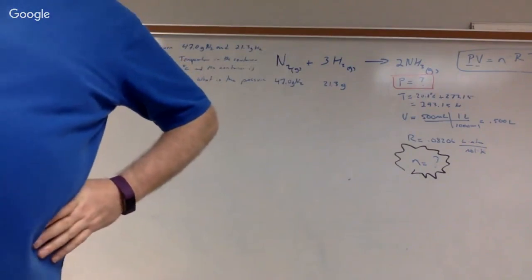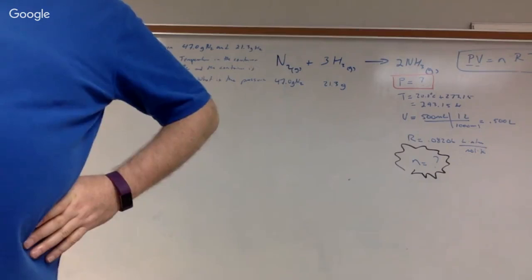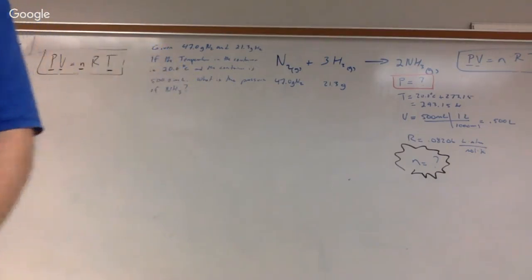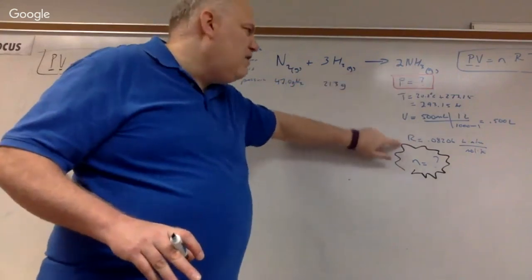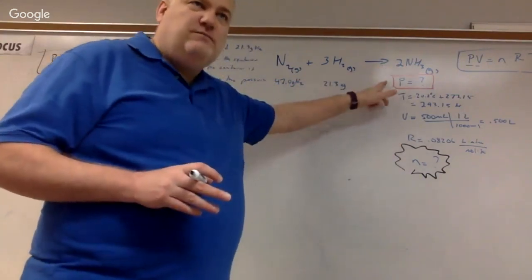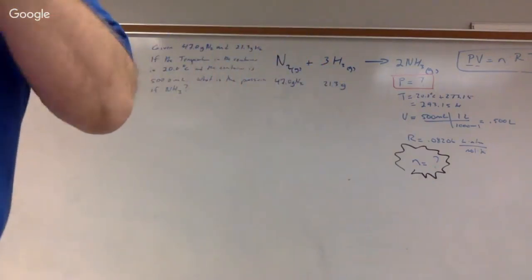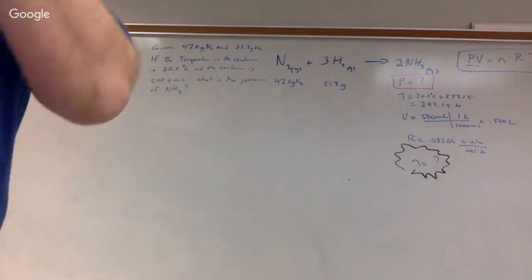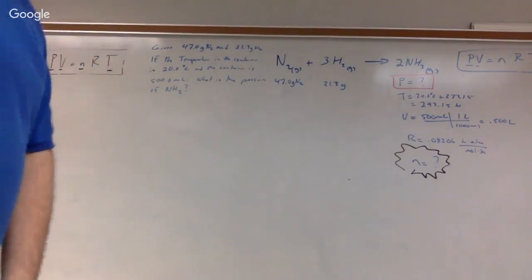Yes, ma'am. Converting the grams to moles in the equation and using that to solve for moles of this, which will then, along with these other variables, allow us to solve for pressure. Okay. In essence, this problem can be broken up into two parts. One is a limiting reactant problem, and one is a gas problem. Let's start with the limiting reactant problem here.